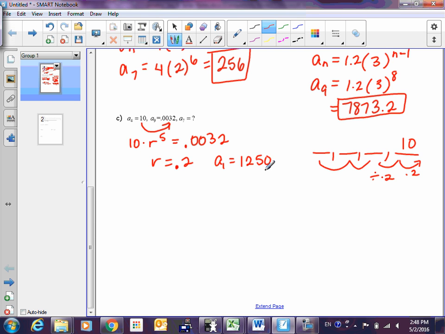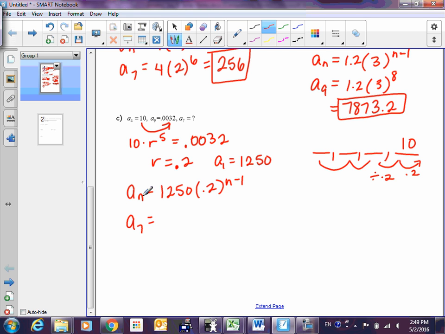Instead of memorizing all these steps, I'd rather you just have a framework and then be able to answer questions off of that. So then the nth term, this is the easier part once you find these two. That's going to be 1250 times 0.2 to the n minus 1. And then from here you can find a sub 7.